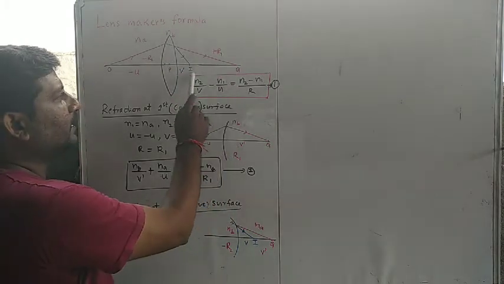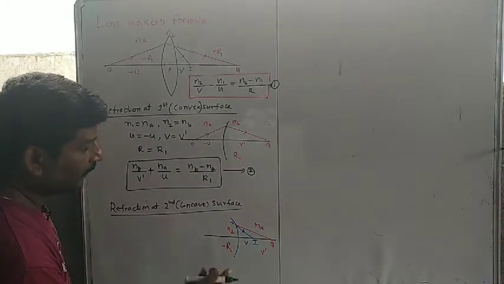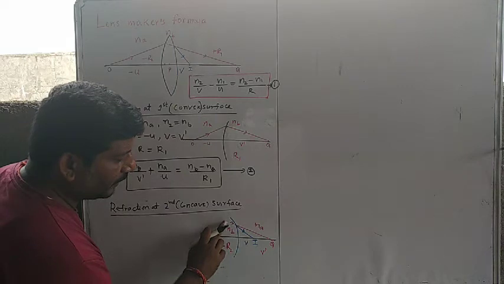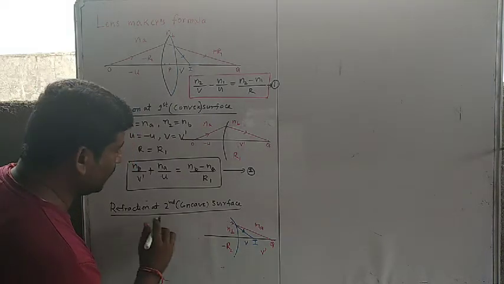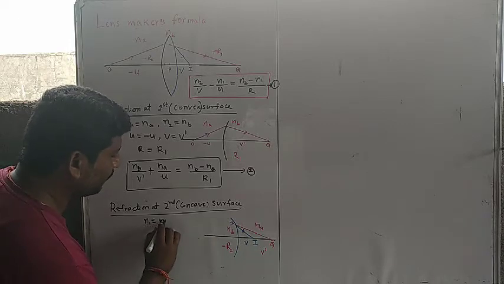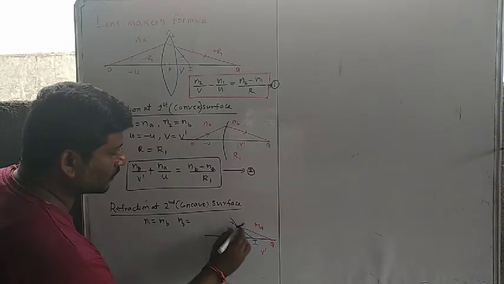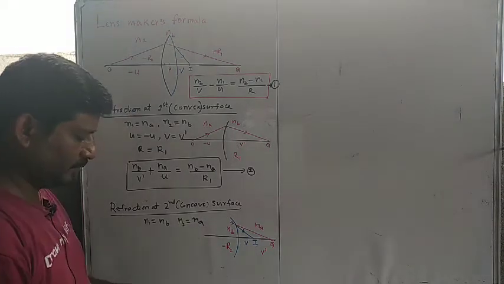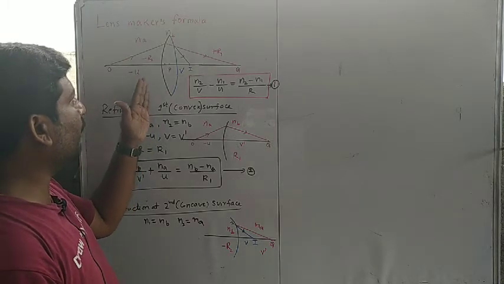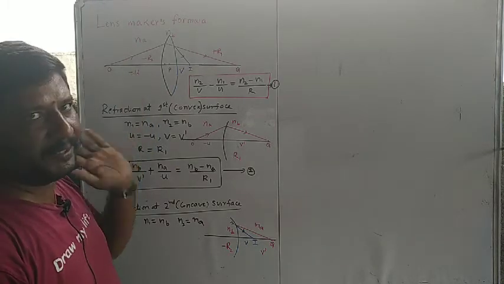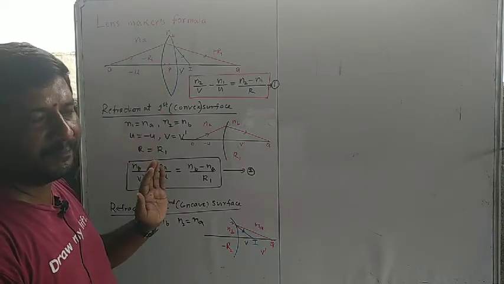Q is object and I is image. That means, here the light ray travels from this medium to this medium. That means the refractive index of the first medium N1 is equal to NB, and the refractive index of the second medium N2 is equal to NA. For the first refracting surface, the light ray travels from A medium to B medium, that is refractive index NA to refractive index NB.